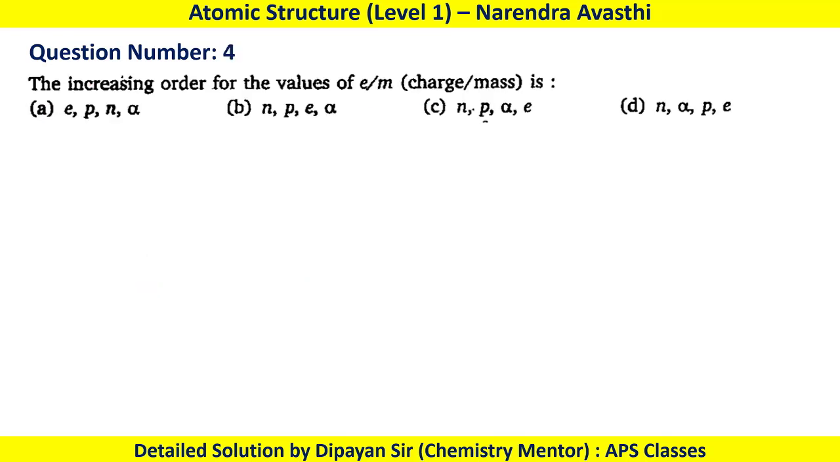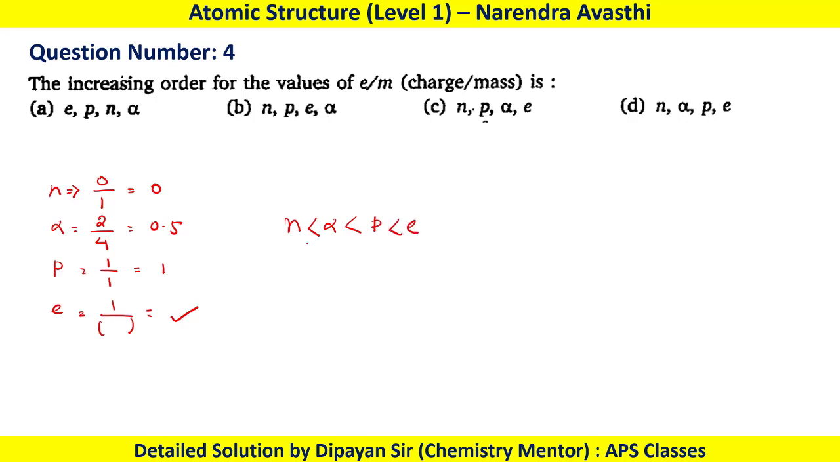In question number 4, you have to arrange the increasing order of charge by mass ratio. If we take the neutron, it is a neutral particle, so charge is 0, mass is 1 unit, so it will become 0. For alpha, the charge is 2 units, mass is 4 units, so it will become 0.5. For proton, charge is 1, mass is 1 unit, it will become 1. And for electron, charge is 1 unit but mass is very less, so the charge by mass ratio value will become very high. Now if you take the increasing order, it will become neutron, alpha, proton and electron. So for question number 4 option D will be the correct option.